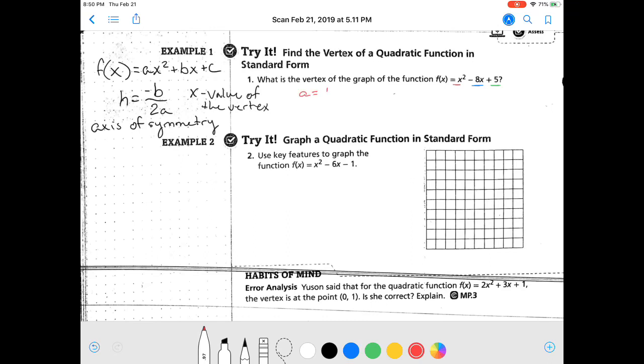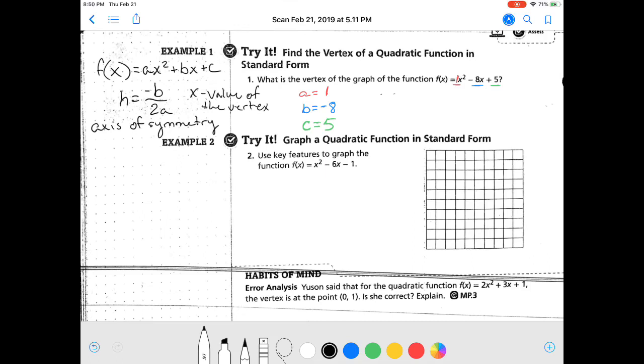So a equals 1. Remember, if there's no number in front of the x, it's the same as a 1x. My b value is negative 8. And my c value is positive 5. We're not going to use the c value quite yet, but it's going to be important later when we're graphing these quadratics.